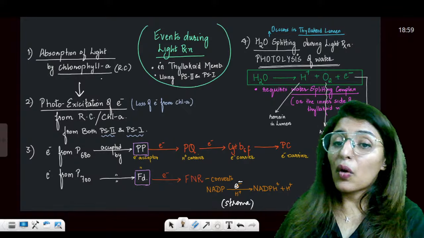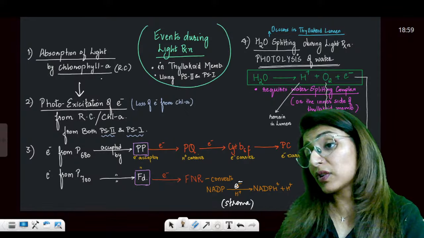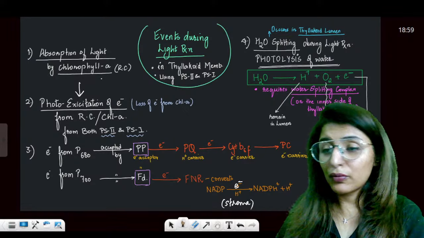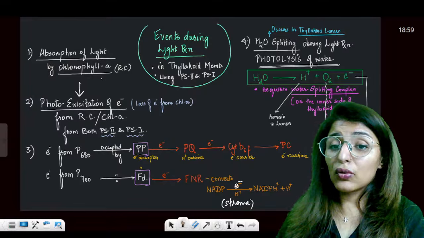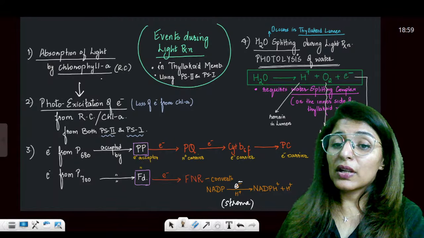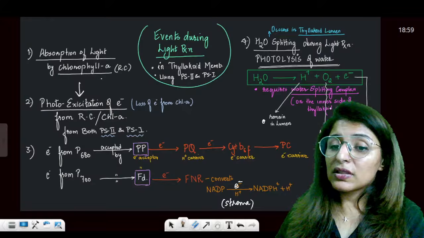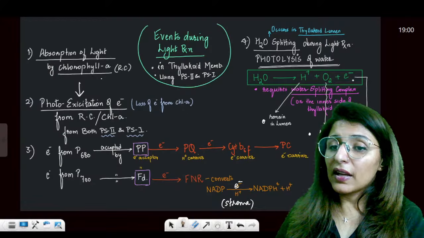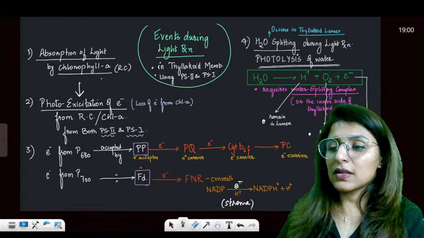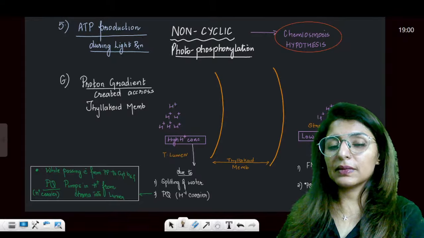And also, water splitting took place to compensate for the loss of electron for PS2. So we know that H positive ions remain in the lumen, oxygen is released in the atmosphere, and the electron will compensate PS2. Please tell me these points are clear.